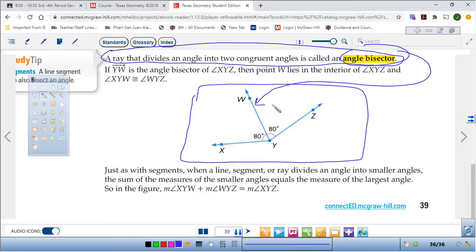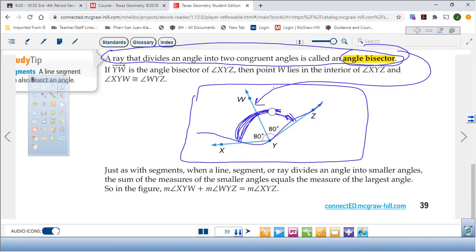So I'm going to continue talking about this part right here. Since I know that both of these are 80, what do we know about this big angle? Do we know anything about the measure of this big angle here? It's obtuse, and it's going to be 160. Well, what do you mean?